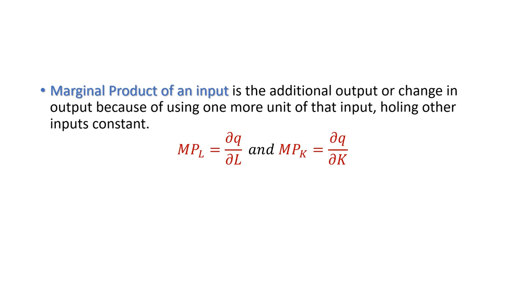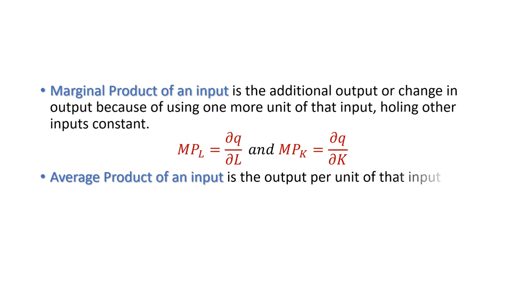Next is the average product of an input, which is the output per unit of that input. The value of the average product of an input can be obtained by dividing the total quantity of output by the number of units of that input.